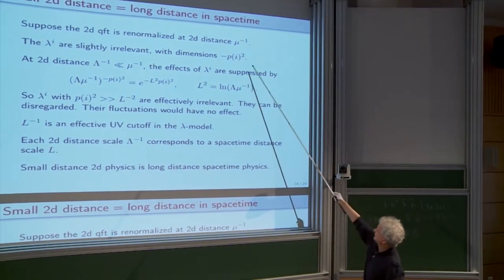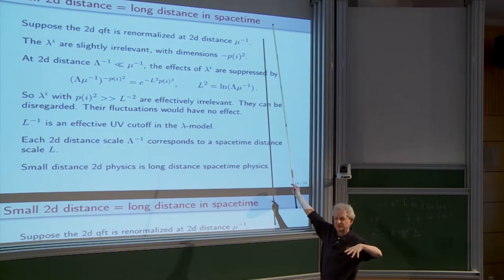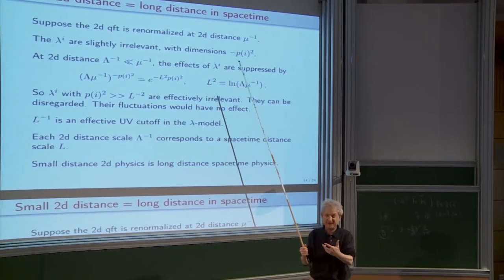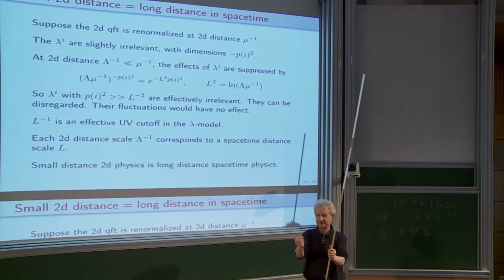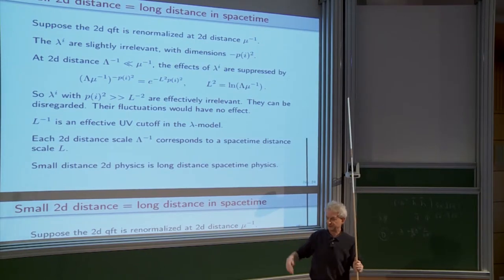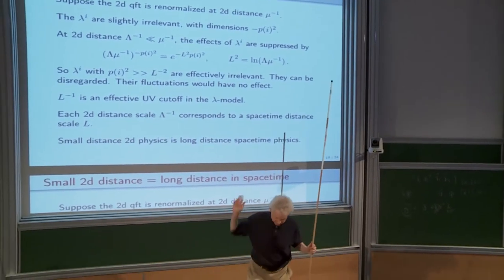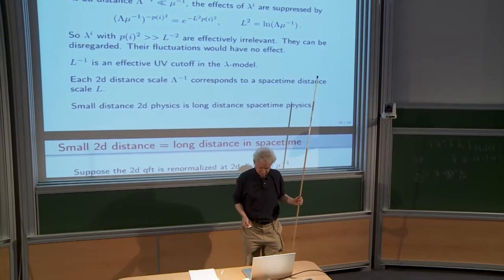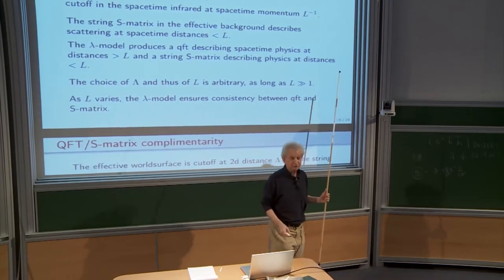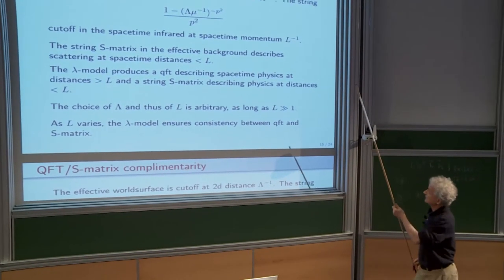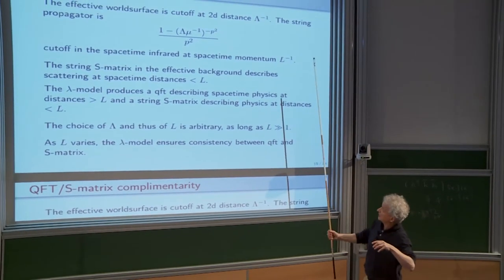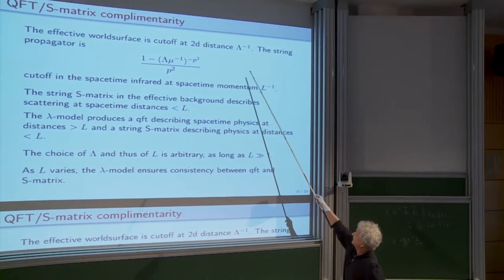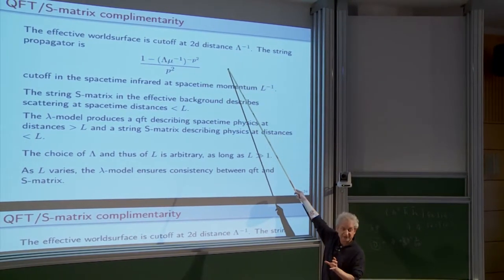Okay, so usually, as I said in the beginning, we take mu equals 1, and then this lambda inverse would be a dimensionless number which would cut off the integral over moduli in string theory calculations. But I prefer this more physical feeling interpretation. Now, when we're doing string theory calculations, and have a two-dimensional effective world surface, this becomes the ultraviolet two-dimensional cutoff.